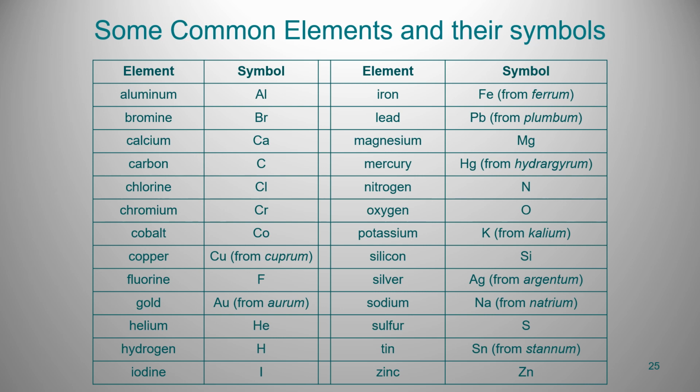Interestingly, copper, Cu, comes from the Latin cuprum. Maybe that's not right, but cuprum. Okay, fluorine, gold. That's another one that's derived from Latin. The Latin word aurum, or shining, is gold. Helium, hydrogen, iodine. Iron comes from Latin, ferrum. Fe is Latin.